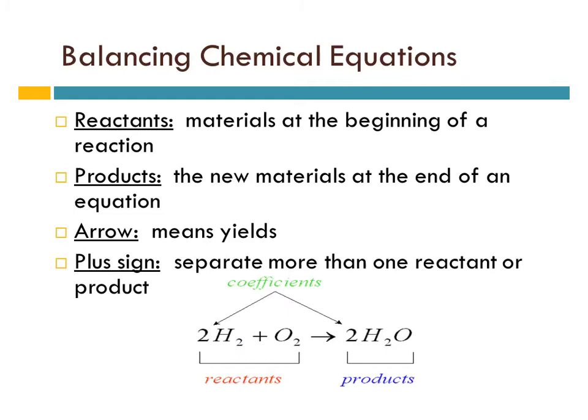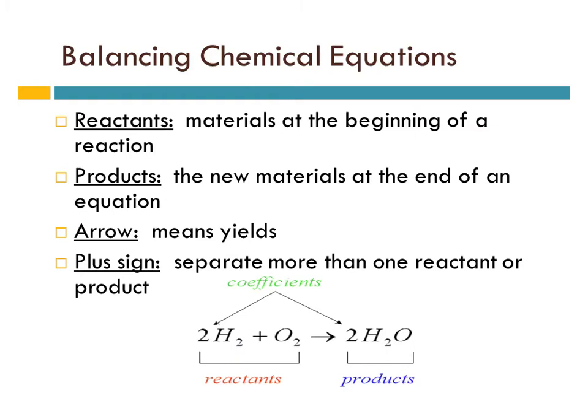The products are the new materials at the end of an equation. So what you're hoping to make through your recipe, the end result, would be the product. When we're writing this out in a chemical equation, you have the arrow. And so I told you in class that when we're reading from left to right, you would read the arrow with the word "yields." And this simply means it makes, or we end up with this next thing.